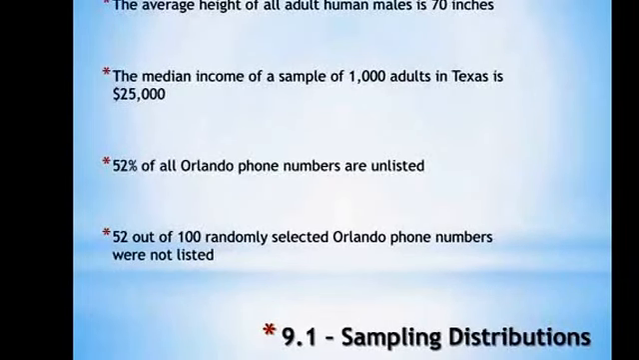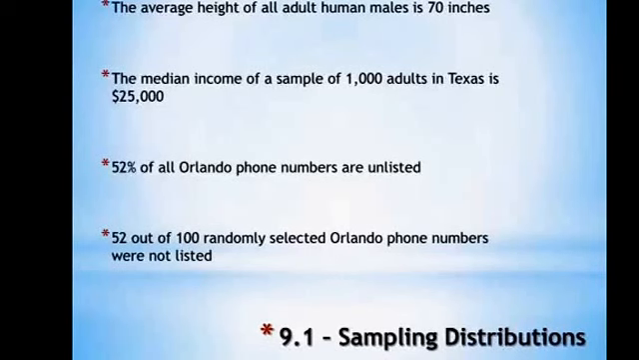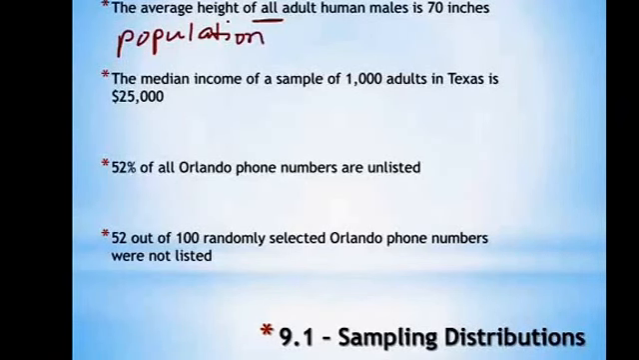Okay, so here we have to decide if they are talking about a parameter or a statistic, what the number represents. So the average height of all adult males, human males, is 70 inches. Because it says all, we're going to say that it's the population. Now, since we're dealing with the population and population starts with a P, it's going to be a parameter. So for parameter, average or mean is going to be mu, and mu is equal to 70 inches for this one.